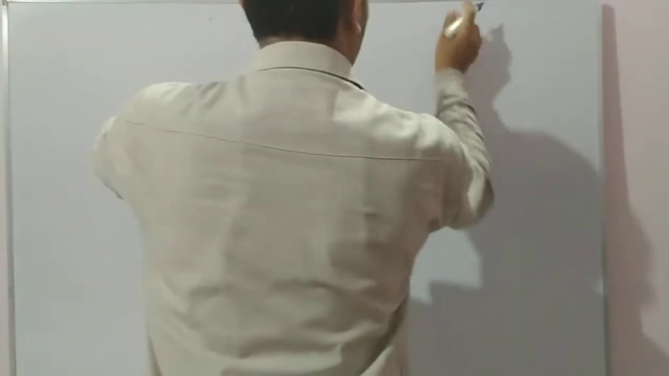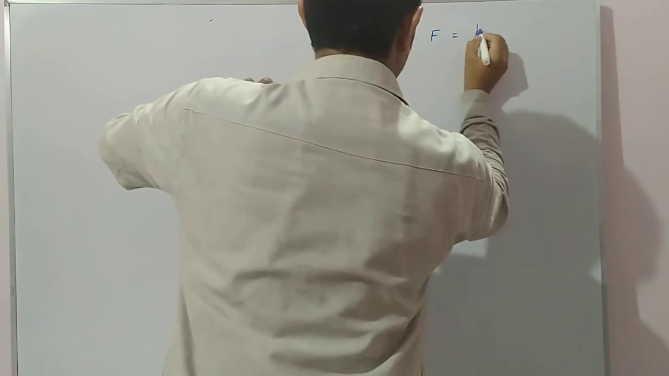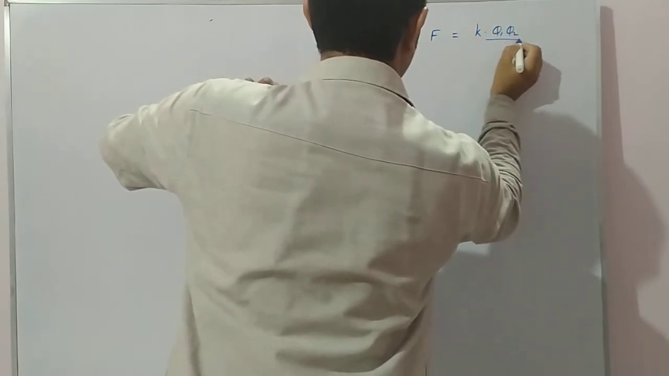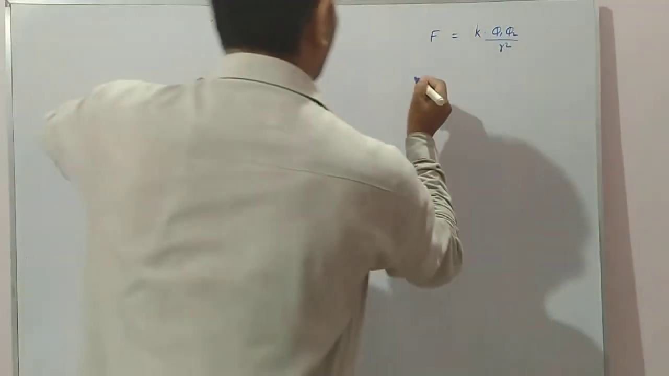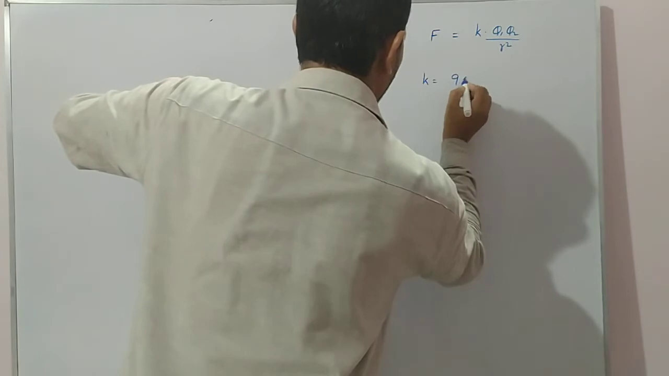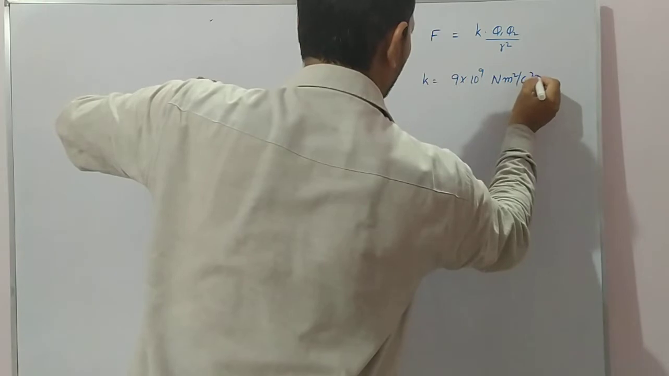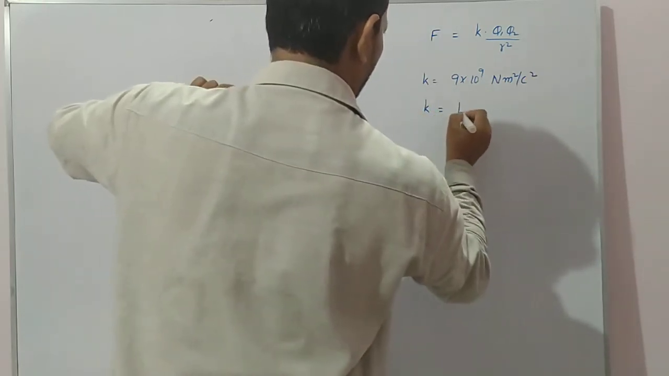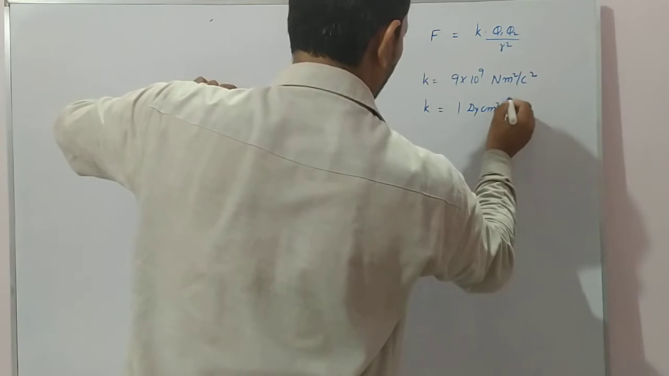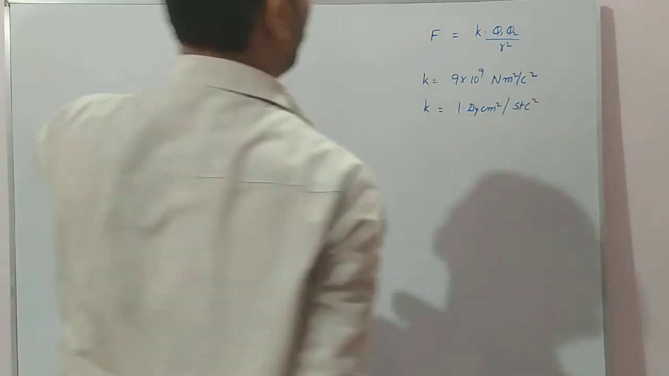Last class we have done up till CGS value of K. Now see here, we know that according to Coulomb's law, F is equal to K Q1 Q2 by R square, where K is the electrostatic constant and the value of K is 9 into 10 to the power 9 Newton meter square per coulomb square. CGS value of K is 1 dyne centimeter square per stat coulomb square.